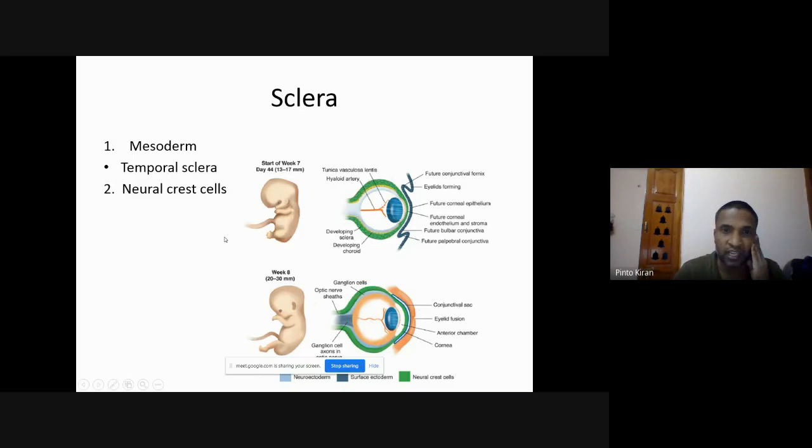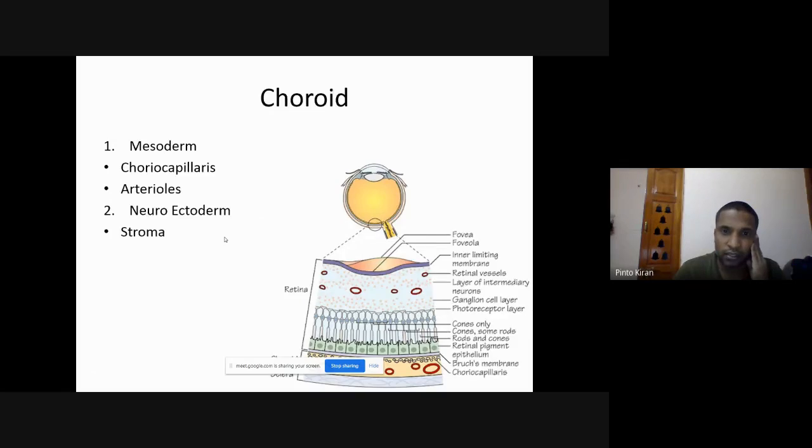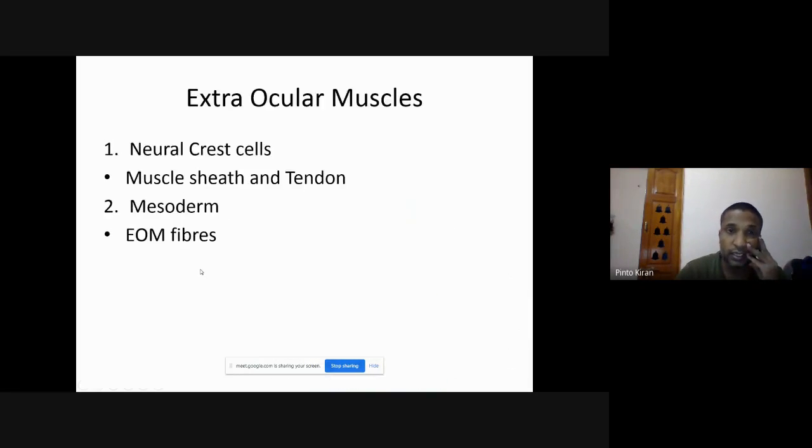Okay. Next, the choroid. If you know the anatomy of the choroid, you can easily remember how the structures develop. Choroid has two parts basically. It has a stroma and the blood vessels. Basically, the choroid is a highly vascular structure, which has a stroma and the blood vessels. The blood vessels arise from the mesoderm, and the neuroectoderm gives rise to the stroma.